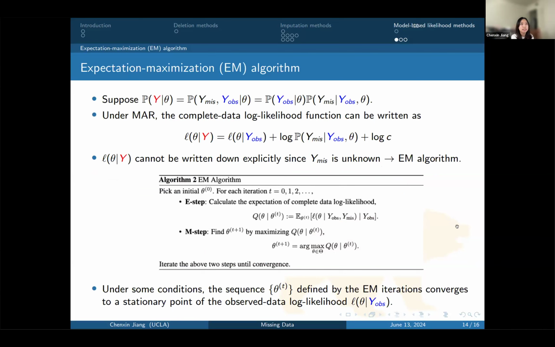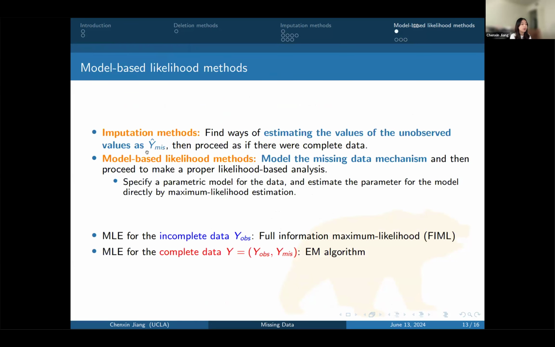Yeah, I think the purpose is different because imputation tries to find one value of Y miss hat. I think the model-based likelihood just skips this part, but gets the parameter estimates directly. I see. So the goal is just to do parameter estimation, not to get the data. Yeah. Okay, thank you, Chenxing. All right, that's very nice.